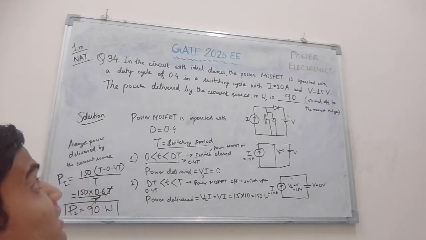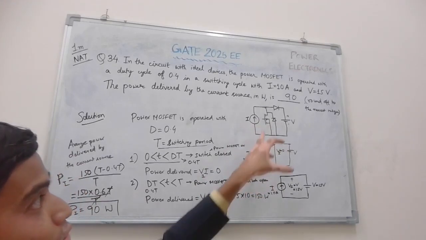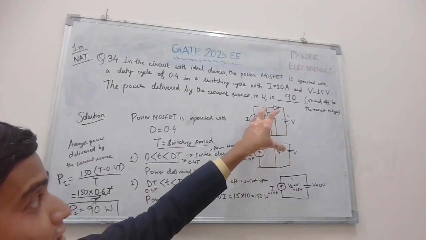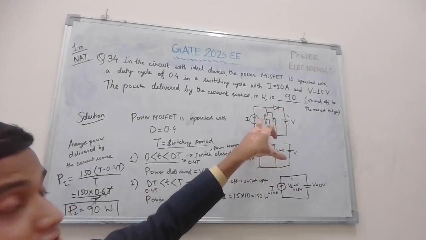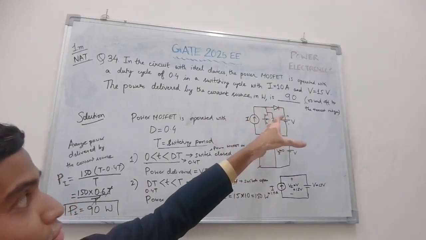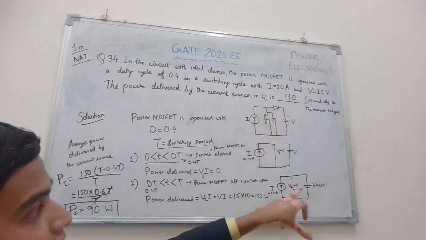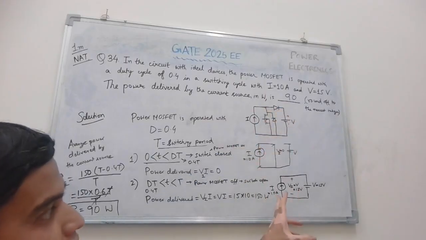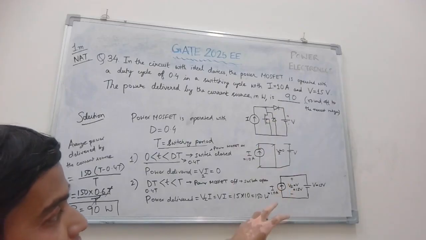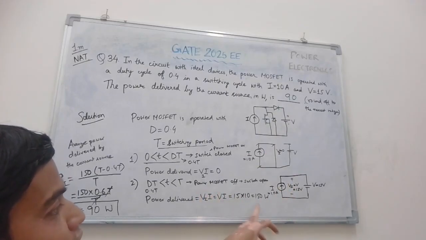So we solved it with the very basics of the power MOSFET, the switching device. When it is on, it will get short circuit, so the voltage across the current source is 0 and there is no power delivered to the current source. When it is off, the switch is open, that gets short, and this is the resultant circuit. So the average power delivered during the switch open or power MOSFET off condition is 150 watt.